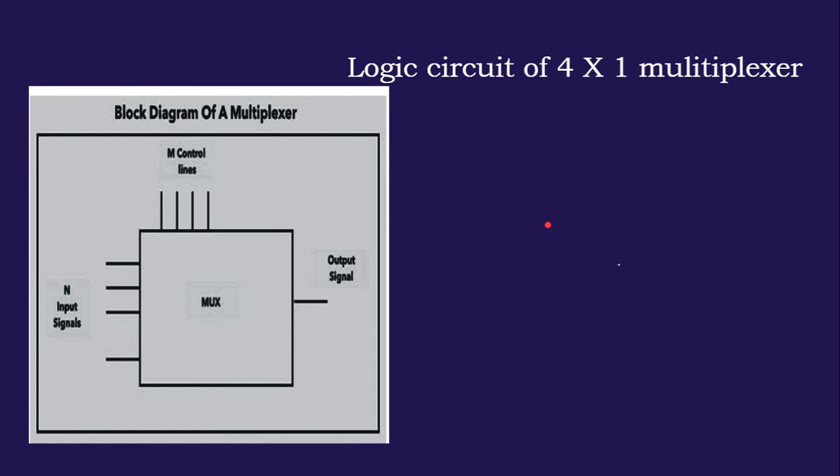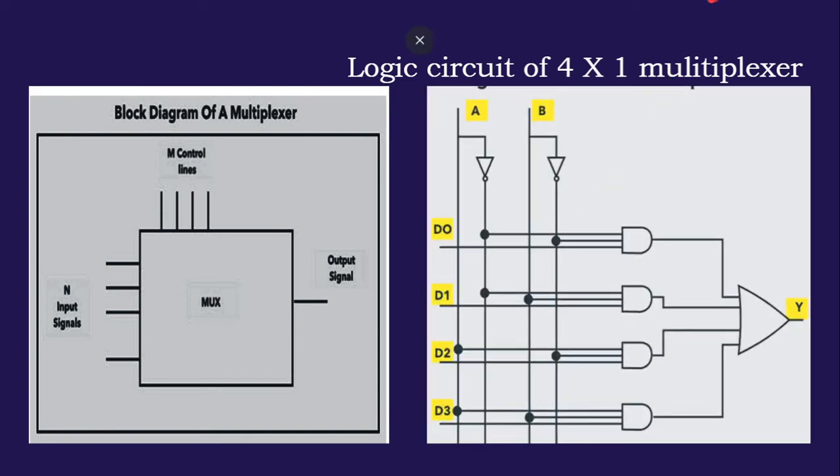Let us see the logical circuit of a 4x1 multiplexer. What does 4x1 mean? Among the 4 inputs it chooses one output. That is called a 4x1 multiplexer. For 4 combinations, we should have 2 variables. Here 0, 1, 2, 3 are the 4 combinations. As we know, 2 power n is the possible number of combinations, so we have 2 variables A and B to give all the 4 combinations.